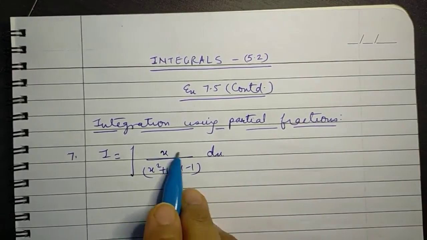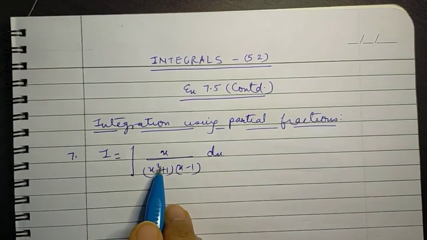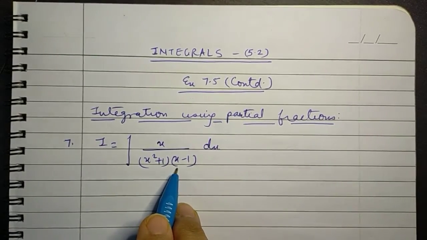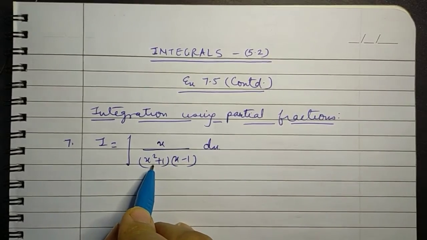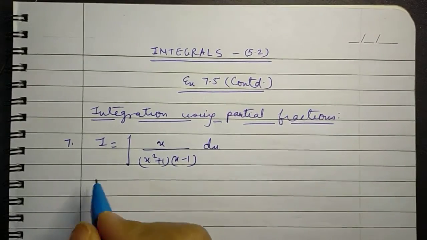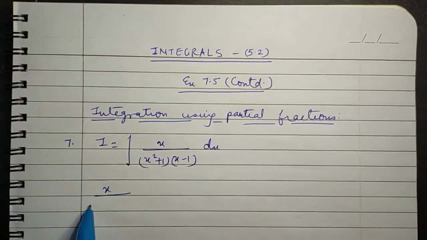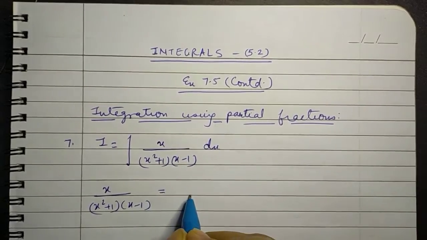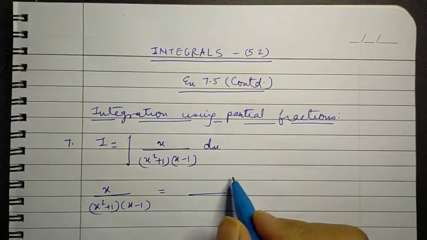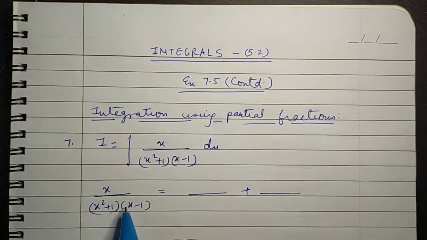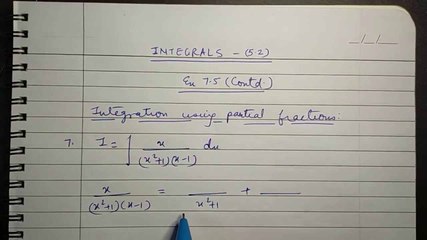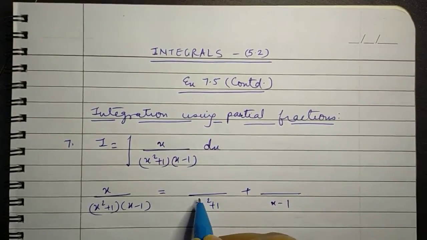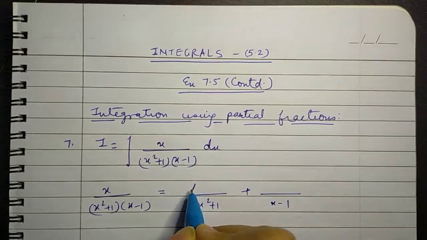Very clearly, this is a rational function in which the denominator has one quadratic expression and one linear expression, and clearly this quadratic expression cannot be factorized further. So we write x squared plus 1 and x minus 1. Since it's a cubic expression, we have to introduce three constants. So one term will have denominator x squared plus 1, the other one will have x minus 1.